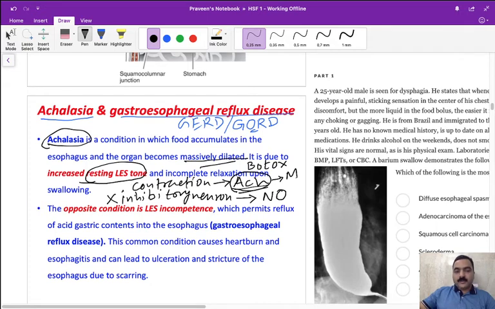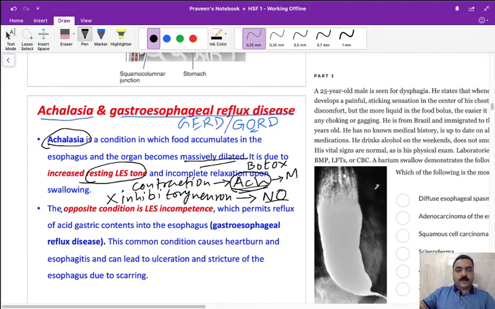Whenever the food comes over there, the lower esophageal sphincter should get inhibitory input through the inhibitory neuron by releasing nitric oxide as the neurotransmitter. But if it does not get released, it will show increased contractility and increased tone. That is what happens in achalasia: increased resting lower esophageal sphincter tone.